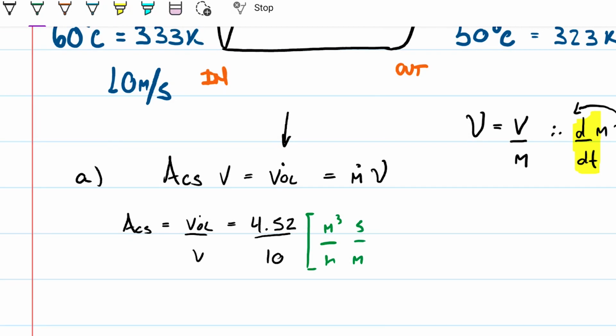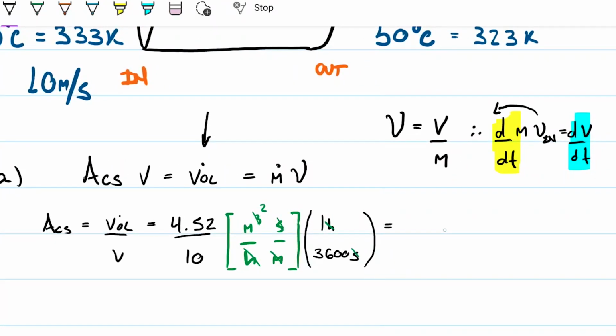If I'm looking for a cross-sectional area, I will end up with meters squared times seconds divided by hours, so that's not good enough. I'm going to have to put another term here to cancel out these seconds and these hours, and that's easy. 1 hour is the same thing as 3,600 seconds, and with that I can cancel hours and hours, seconds and seconds, so I just need to ensure I'm dividing by 3,600 there, which gives me an area of 1.256 times 10 to the minus 4, and that is meters squared.